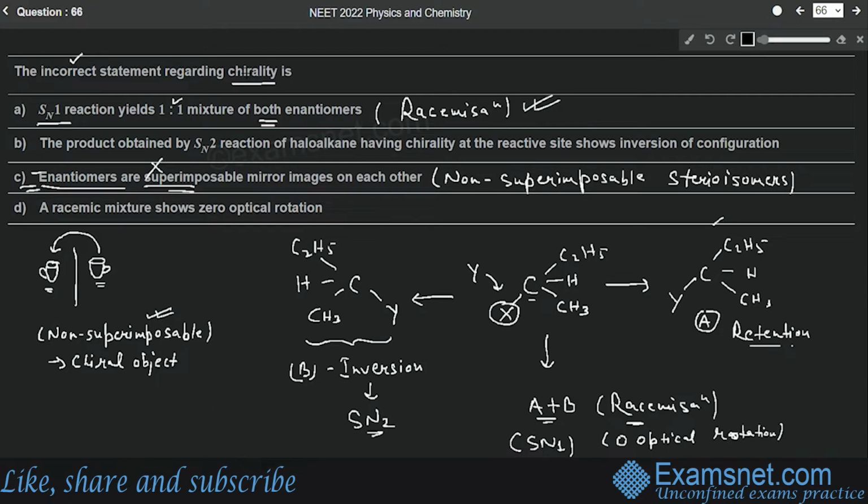Then statement 2, it is given that the product obtained by SN2 reaction of haloalkane having chirality at the reactive site shows inversion of configuration. So this is also a correct statement. Okay, and in the last option it is given a racemic mixture shows zero optical rotation. So this is also true. Why? Because rotation due to one will be cancelled due to the rotation by another. Okay, so the only incorrect statement here is option C. Got it?